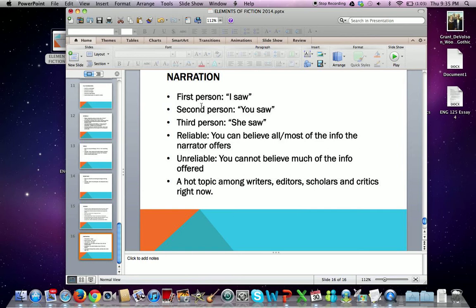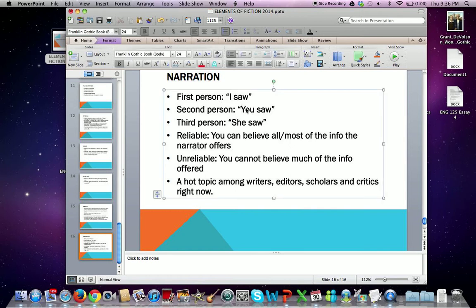Narration. This is the hot topic right now among writers, editors, scholars, critics. It comes back every few years where people try to figure out what the best type of narration is. So we have first person, where you say things like, I saw. It's told from the I perspective. Second is when you tell it from someone else's point of view, the you. Someone directly across from you. You can think of it that way. Third person is someone else.